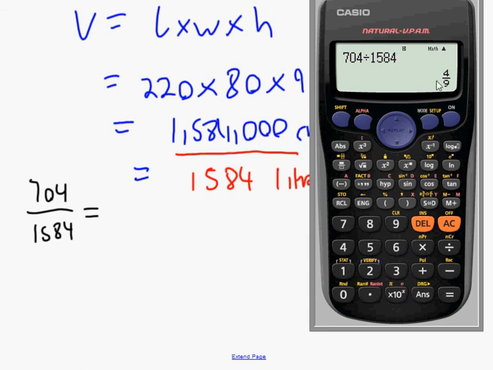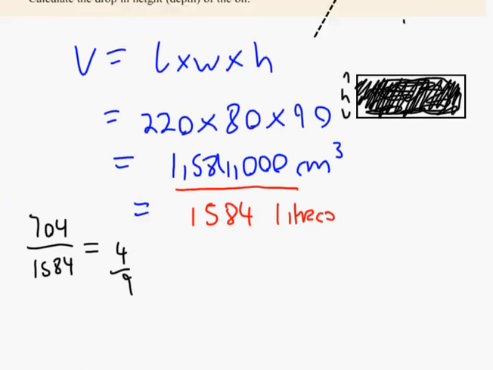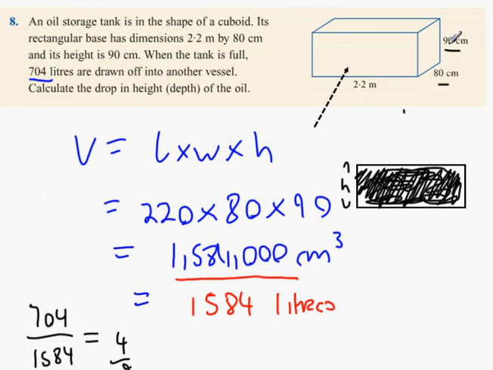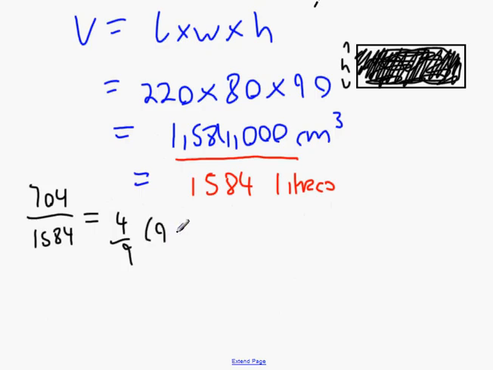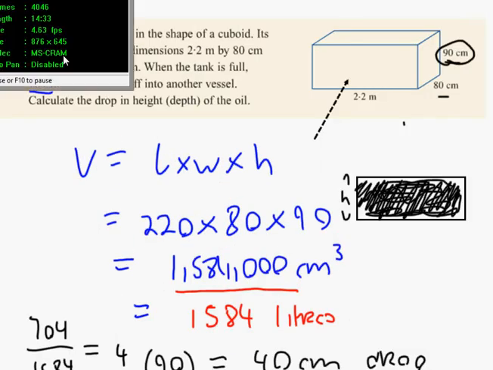1584. 4/9. So, we lost 4/9 of our oil. Hence, we lose 4/9 of our height. Yeah, multiply 4/9 by 90, and you get a 40 centimeter drop. Okay, and that's us done for today.